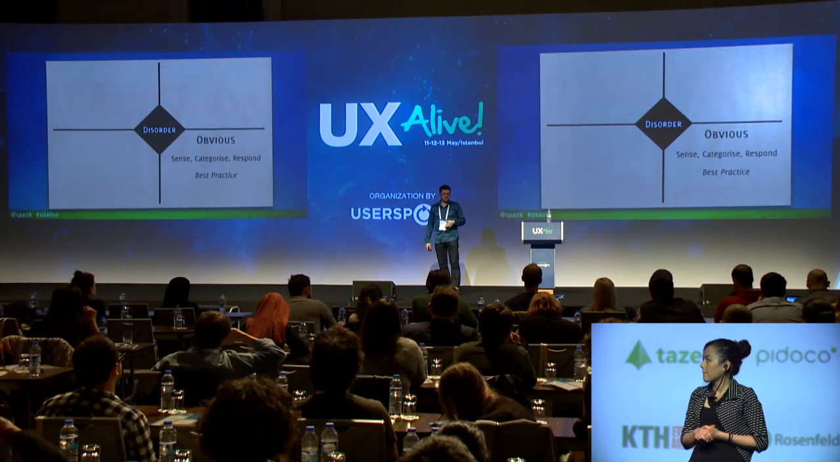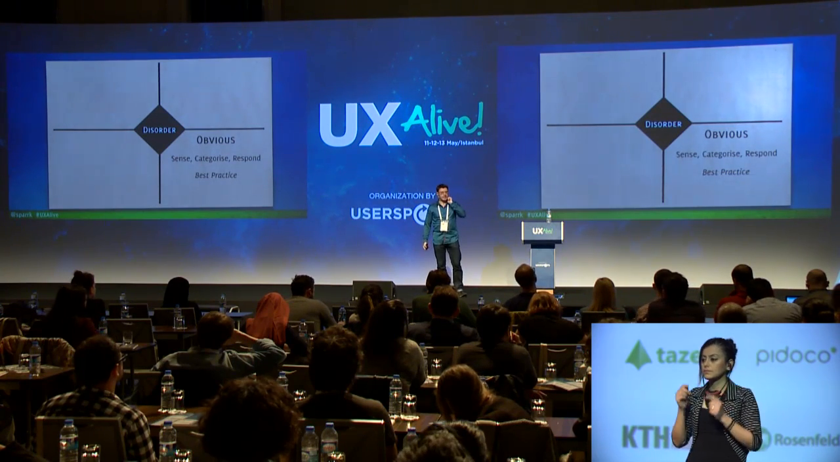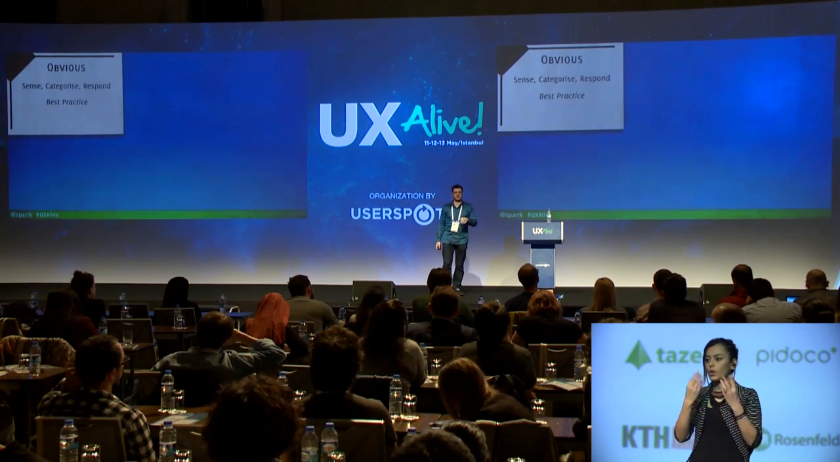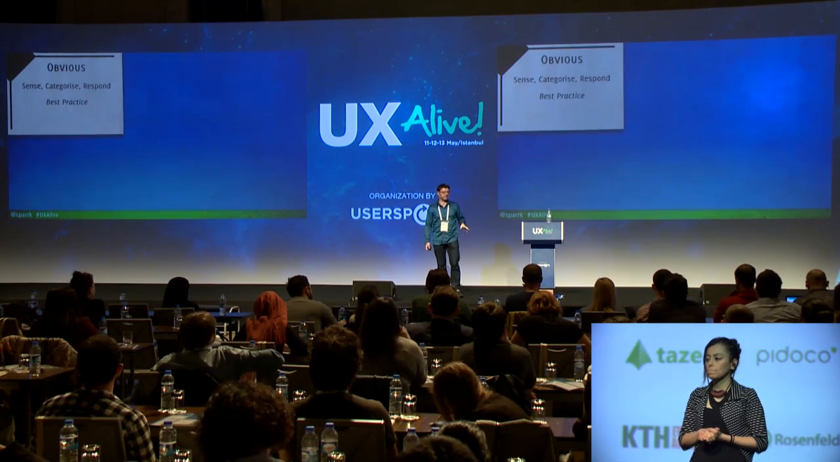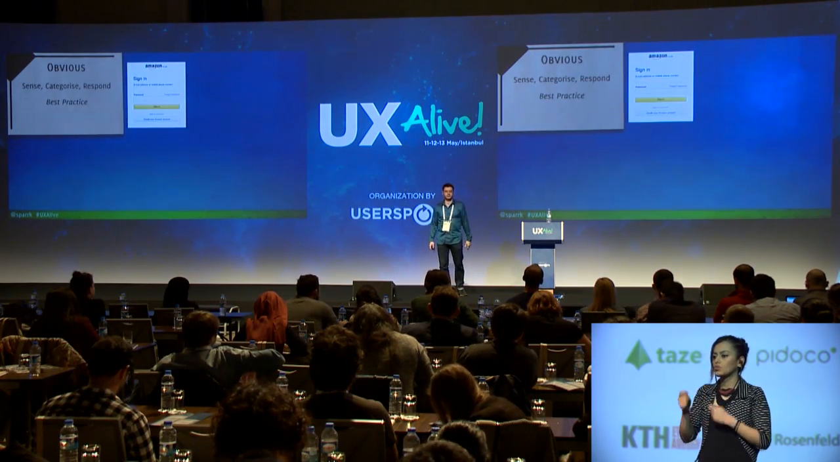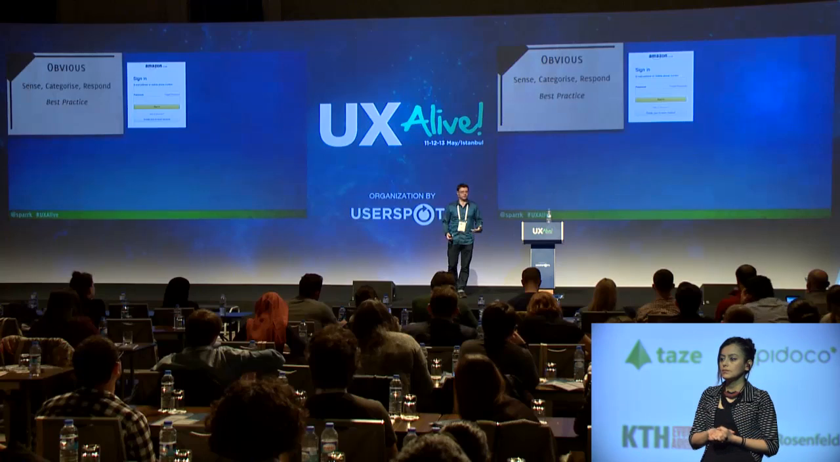The first of those domains is the obvious domain, or it used to be called simple. They changed it quite recently. And in the obvious domain, you're looking at things that are so obvious that it actually hurts you if you try and do anything clever with them. So this would be things like login controls. Everyone knows what a login control looks like. There's a field for your email address, a field for your password, a forgotten password link, a sign-in button, and a register link.